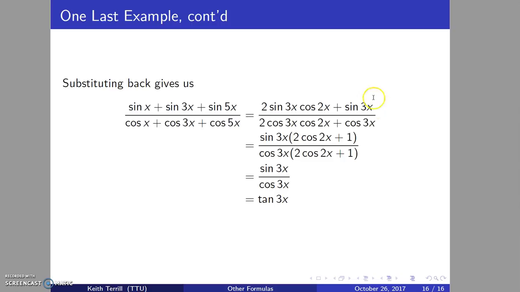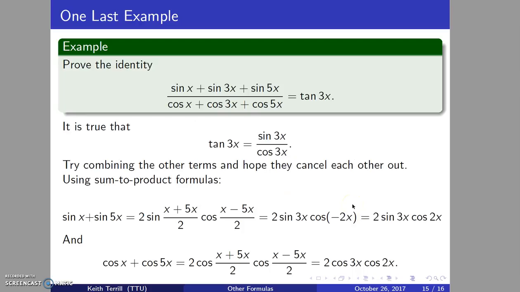Because now this numerator has a common factor, sine 3x. Factoring that out gives me 2 cosine 2x plus 1. The denominator has a common factor, cosine 3x. Factoring that out gives me 2 cosine 2x plus 1. And now, finally, these do actually cancel, leaving you just with sine over cosine, leaving you with tangent. And that is how you would go about proving something as scary looking as this identity here.